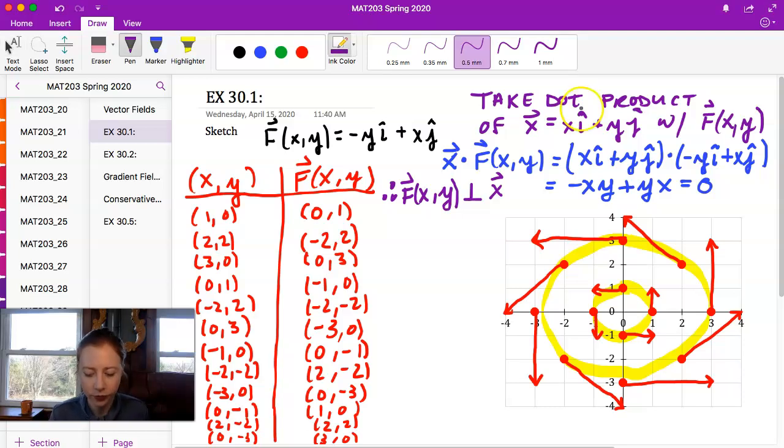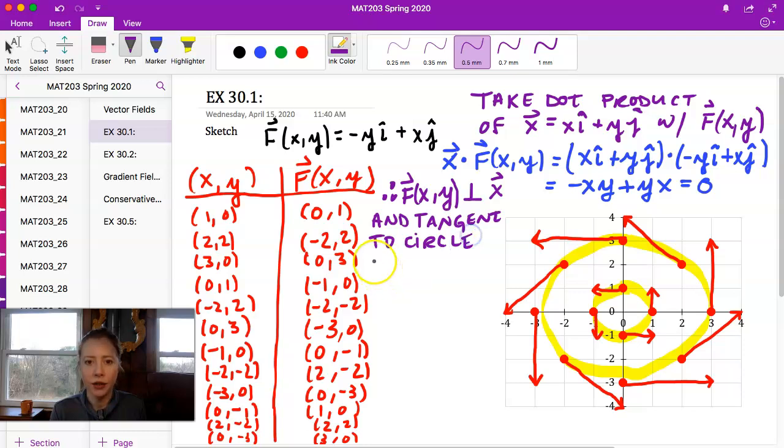So they're going to be at right angles. And so these two are perpendicular and also tangent to the circle. So if we were to take, say, the magnitude of vector x, that's going to be the square root of x squared plus y squared, right? And so, in other words, r squared equals x squared plus y squared. Okay, so that is the equation of a circle.